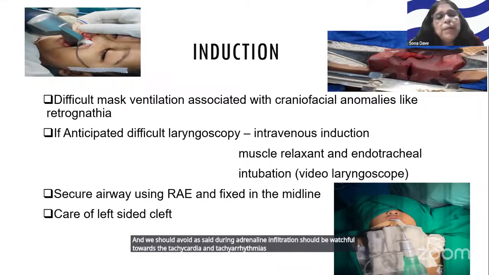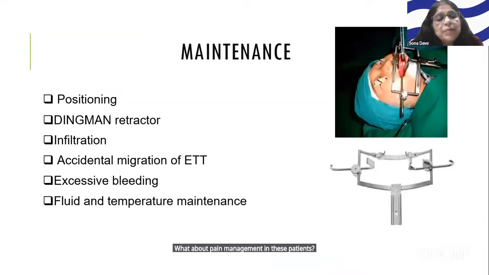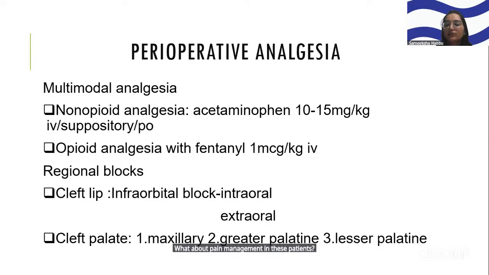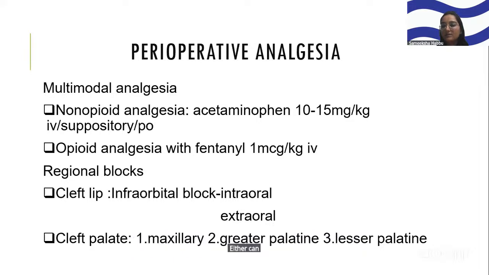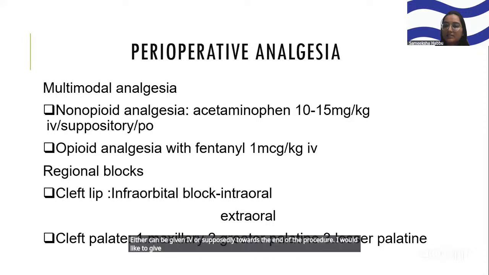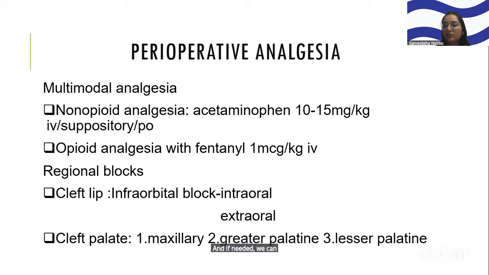Okay, what about pain management in these patients? Ma'am, I would like to give multimodal analgesia for this patient. Non-opioid analgesia like paracetamol can be given in doses of 10 to 15 milligrams per kg, either IV or suppository, towards the end of the procedure. I would like to give opioid analgesia, that is fentanyl 1 microgram per kg IV at the time of induction. And if needed, we can give 0.5 micrograms per kg bolus doses intraoperatively.